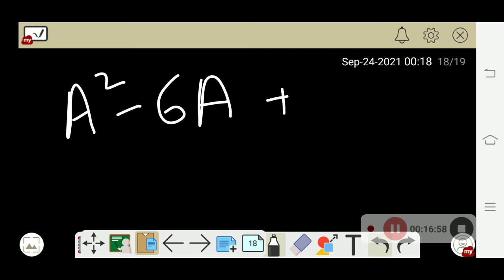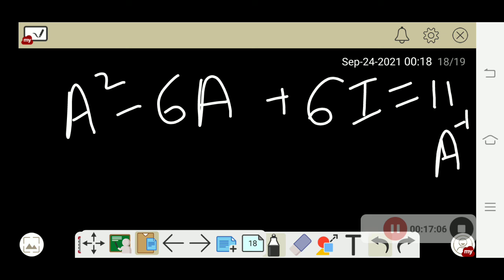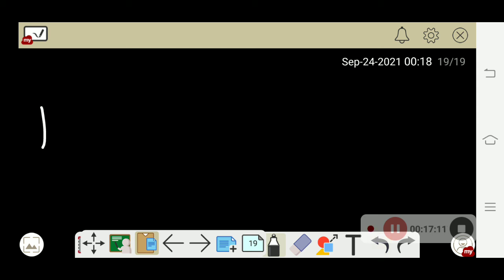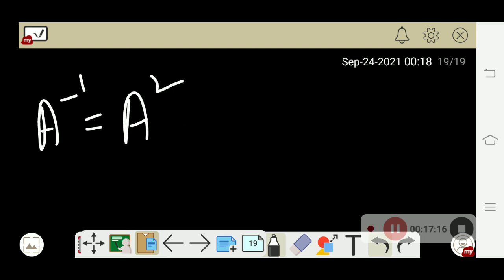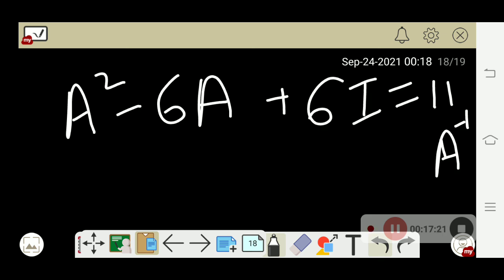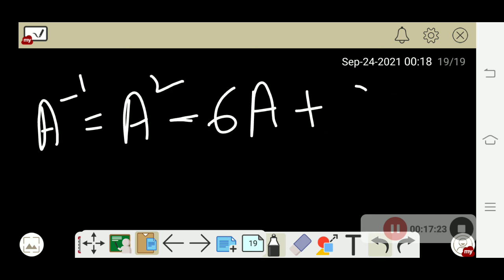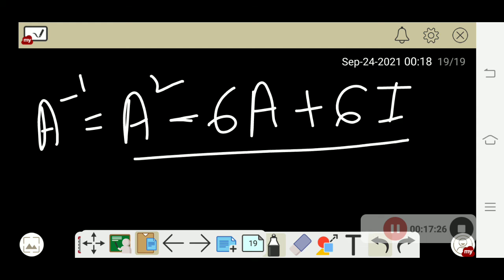So A square minus 6A plus 6I is equal to 11 A inverse. So what's the value of A inverse? 11 will come on this side, so A inverse is equal to A square minus 6A plus 6I divided by 11. So this is the value of A inverse.